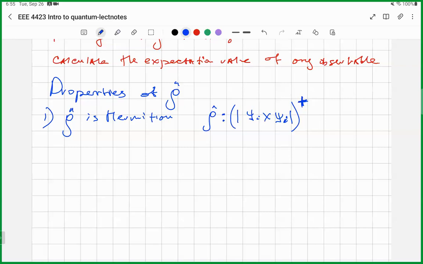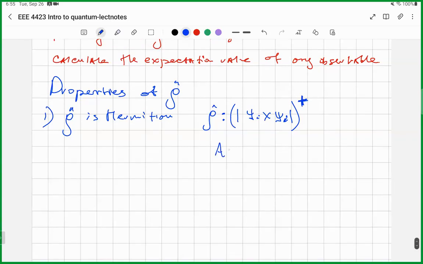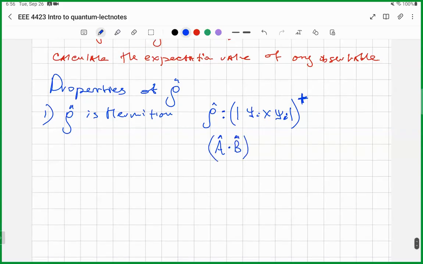well, there is a property here to remember. When you have two matrices A and B, and you take the transpose of the product of the two matrices, the result is the second matrix transpose times the first matrix transpose.